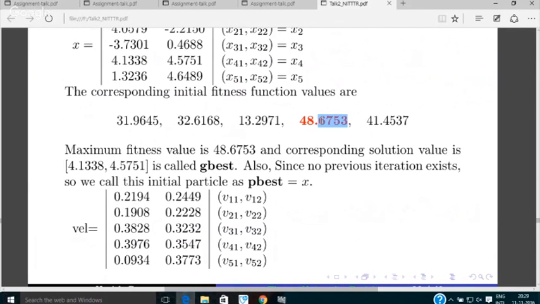That is a global value, and correspondingly the G best is automatically updated because we replace the 48.6753 with a new value. If instead of 57, the new value is 15 point something, then we keep preserving this global best value. We don't replace the previous value. We only replace the previous value with the new value if we find a better value, otherwise not.